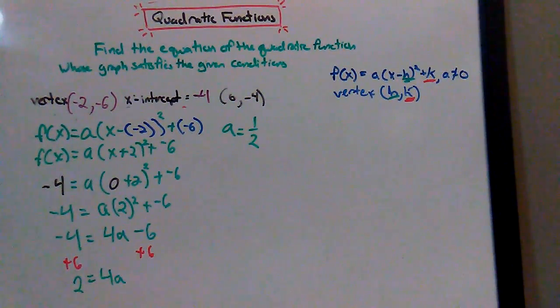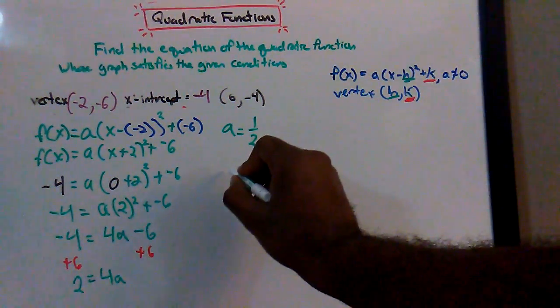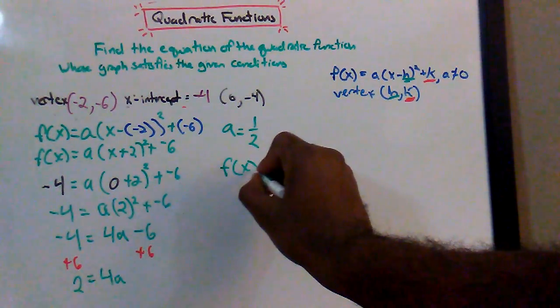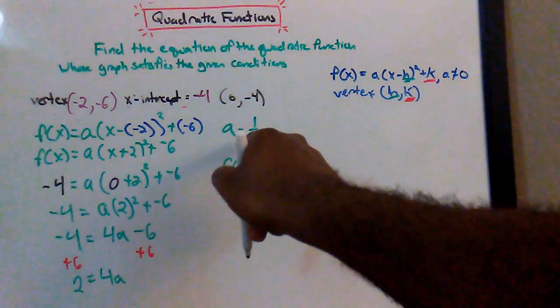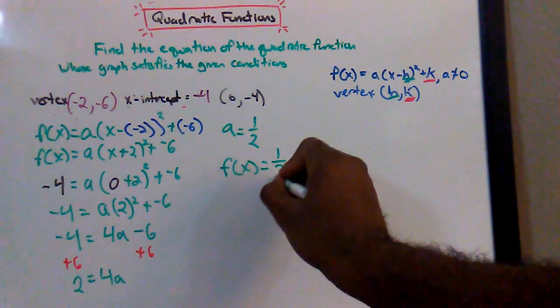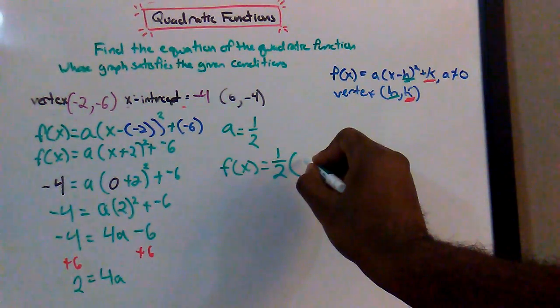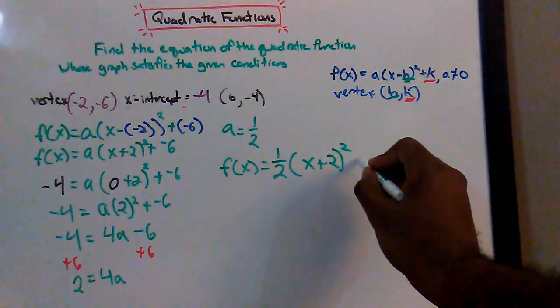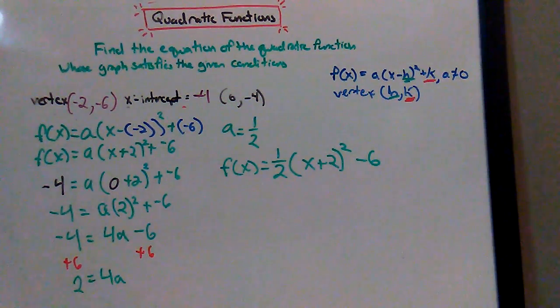All right, so plugging that back into your original function, you now know the a value. So your quadratic function is f of x is equal to, there's your a, we just solved for it, times (x plus 2) squared minus 6.